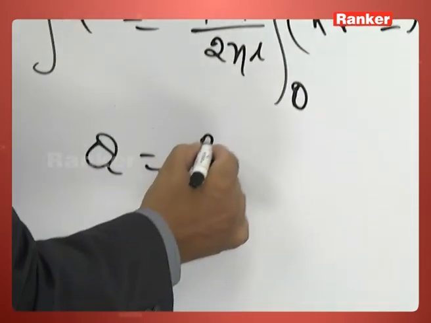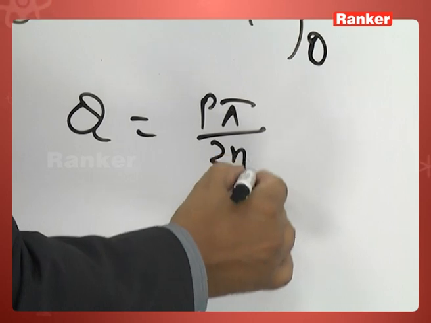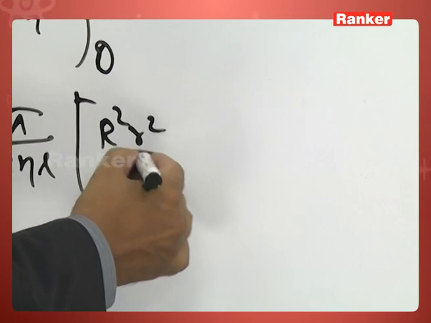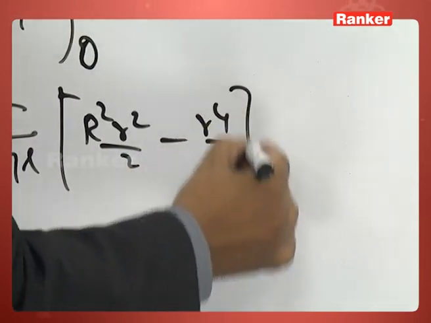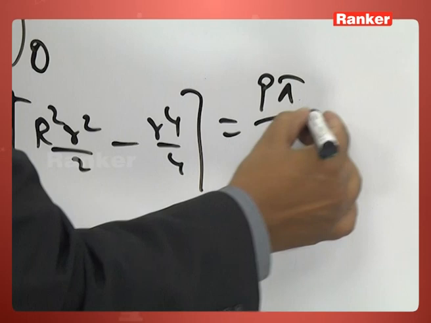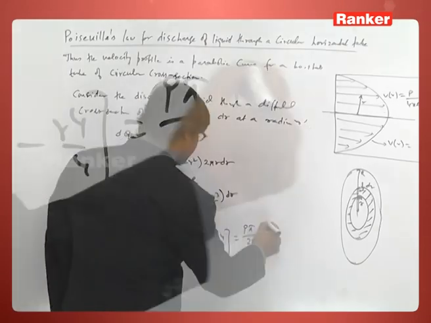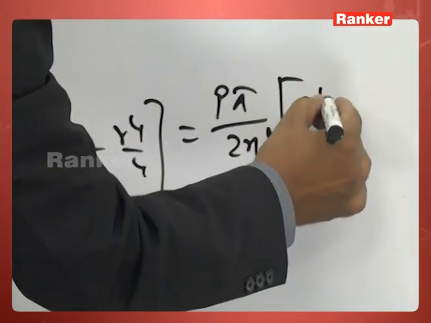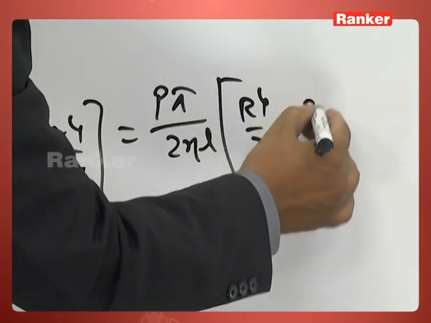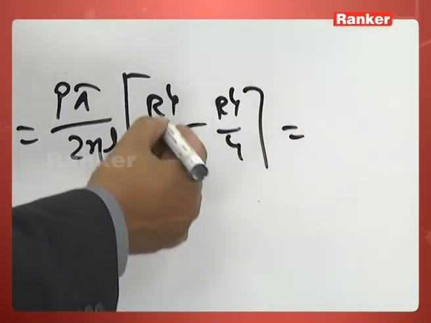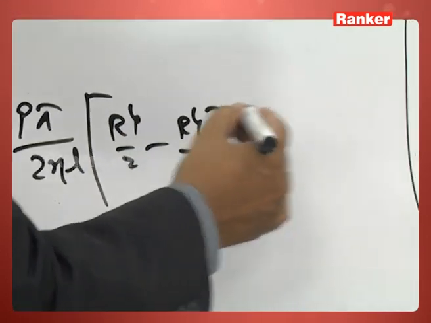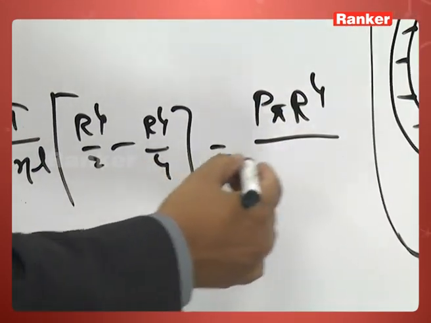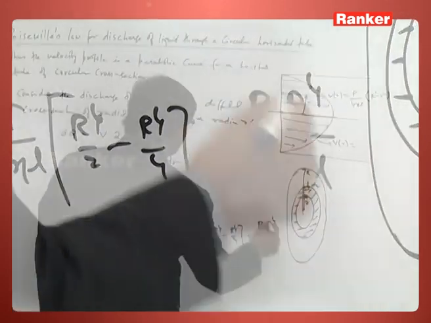This is the total discharge, P pi by 2 eta L, then R square, this again r square by 2 minus r to the power 4 by 4. Now, we put R, so this is R to the power 4 by 2 minus R to the power 4 by 4, that is again R to the power 4 by 4. So, this is P pi R to the power 4 by 8 eta L.